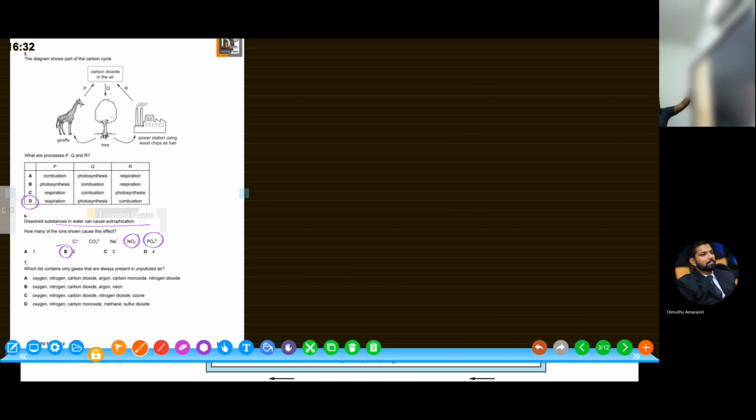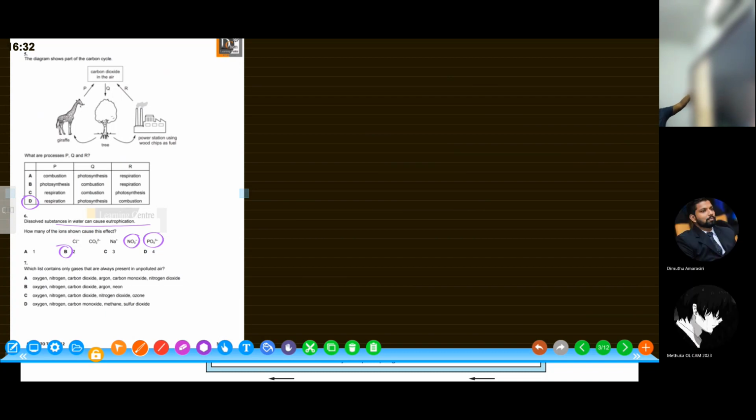That means B. Which list contains only gases that are always present in unpolluted air? Oxygen, nitrogen, carbon dioxide, argon, carbon monoxide, nitrogen dioxide, wrong. These two are pollutants. Oxygen, nitrogen, carbon dioxide, argon, neon. I doubt neon, but the others are anyway wrong. Therefore, the answer is B. C is wrong because of nitrogen dioxide and ozone. D is wrong because of carbon monoxide. Remember, carbon dioxide is there even in unpolluted air. Yeah, noble gases.